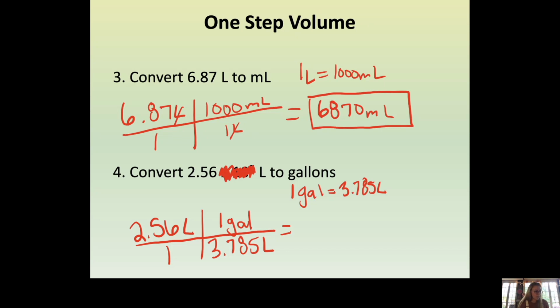Okay, and my calculator gives me 0.676 with a bunch of other numbers, but I just need to have 3 numbers in my answer, round to 3 numbers. These are called significant figures. 0.676 gallons.